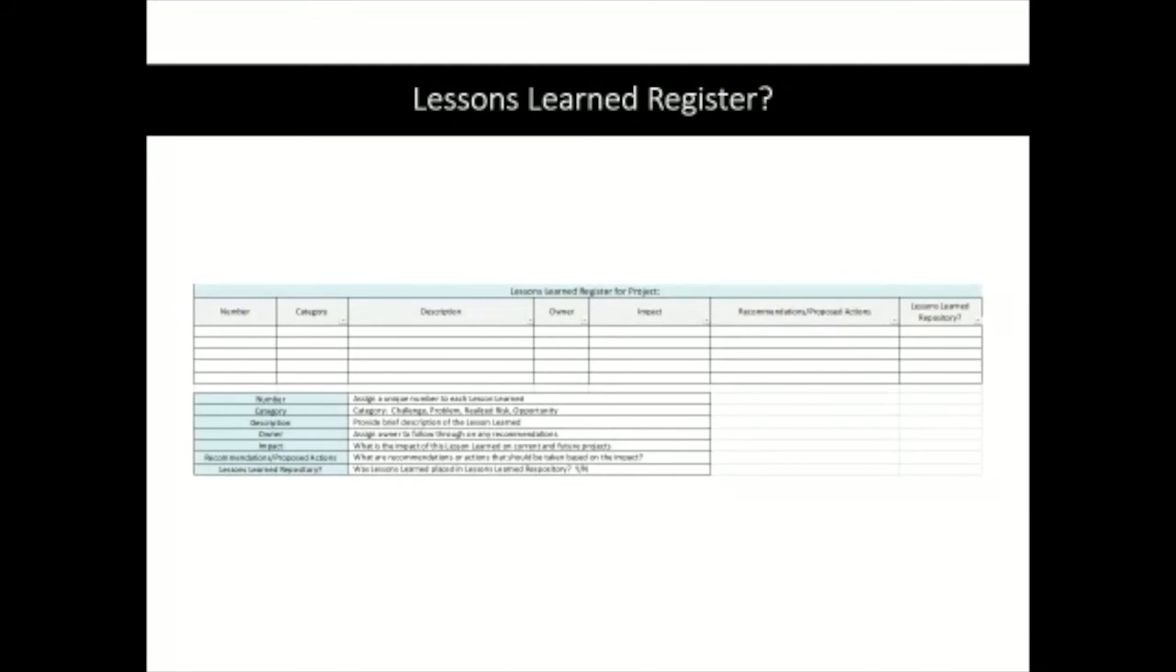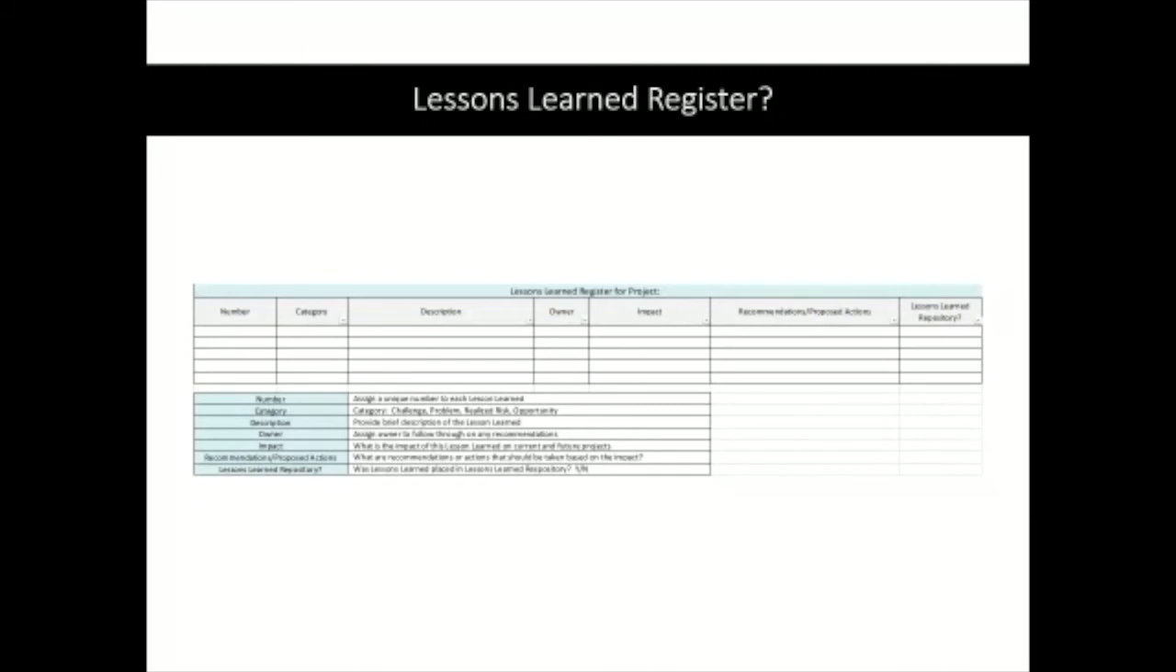You can categorize it and take a look at these categories: challenge, problem, realized risk, and opportunity. When you get this slideshow, highlight this, because you may likely have a question on the new PMP certification test: what are the basic categories of lessons learned? Challenge, problem, realized risk, opportunity. Trust me, PMI is going to put it on the test.